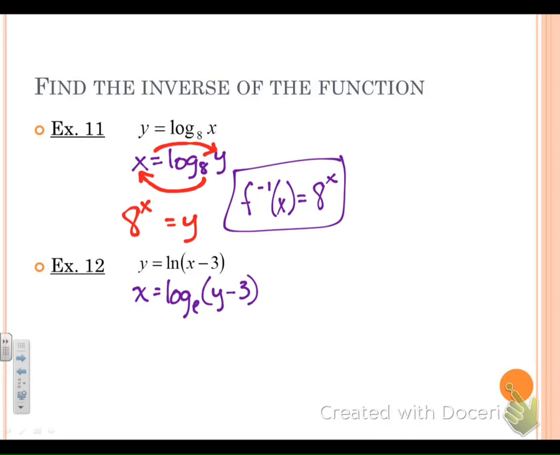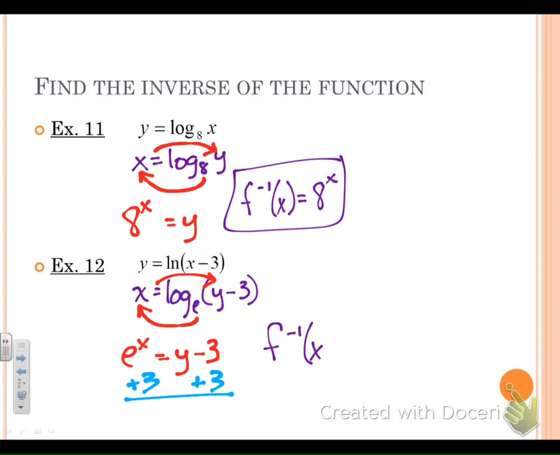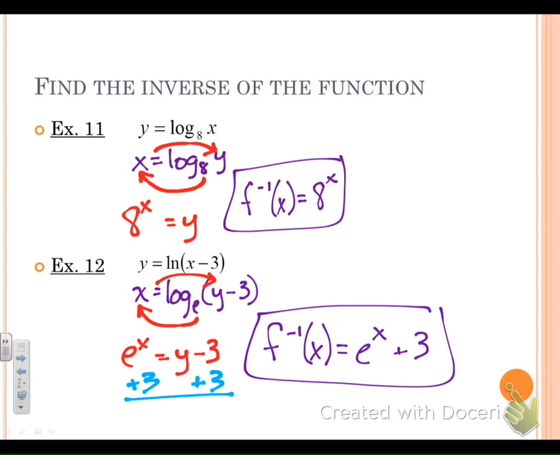We're going to do the circle again, but it's going to be backwards because my log's written on the right side. So e to the x equals y minus 3. Wait a second, I'm supposed to get y by itself. In order to do that, we're going to add 3 on both sides. So technically my inverse is e to the x plus 3. So please pause so they can get this down.